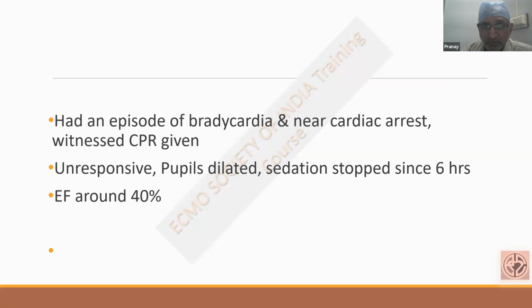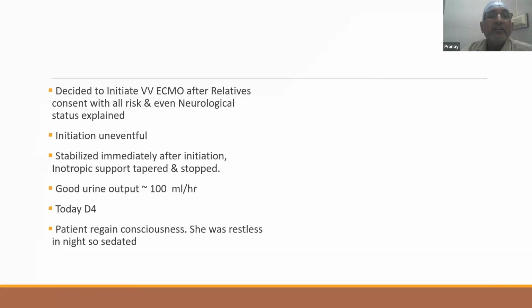Post resuscitation, the ejection fraction dropped to 40%. Even after stoppage of sedation, the patient was unresponsive with dilated pupils, but it was a witnessed arrest. This was the X-ray, and this is the ABG, with PCO2 of 122, PO2 of 32, and pH of 6.9. So we decided to discuss with the family the possibility of ECMO. She was put on VV ECMO, and immediately after, she improved.